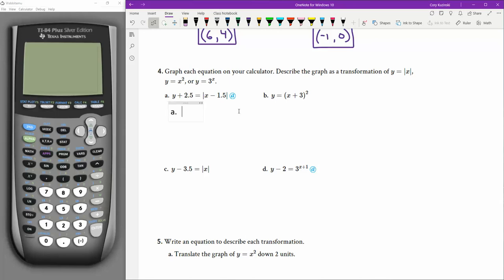For A, how about a translation of y equals absolute value of x, because I can't put the absolute value signs in when I'm typing. Let's see. So minus 1.5. So that would be 1.5 units right, and the plus 2.5 right there, that's like minus negative 2.5, so that would be 2.5 units down.